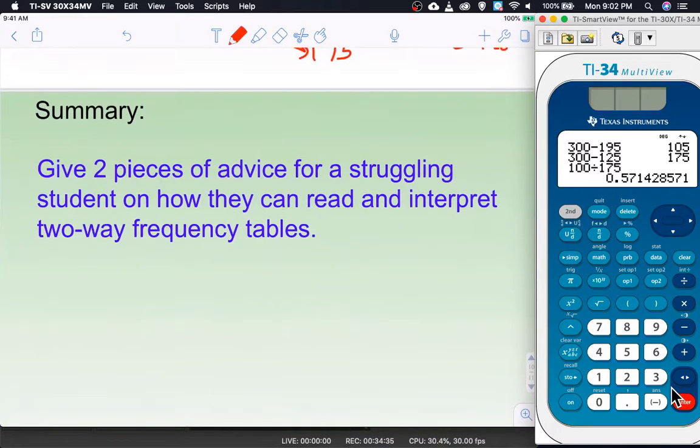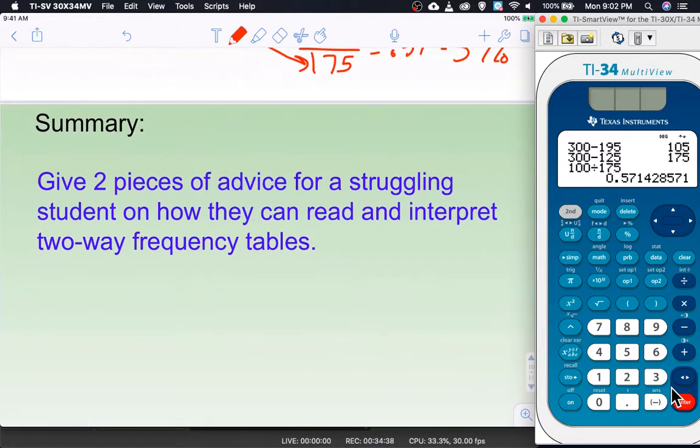Summary. Can you give two pieces of advice for a struggling student on how they can read and interpret two-way frequency tables? What would you tell another student, somebody else who's learning this process, how they can get better? What are some hints you would recommend? Go ahead and pause the video and think about them.